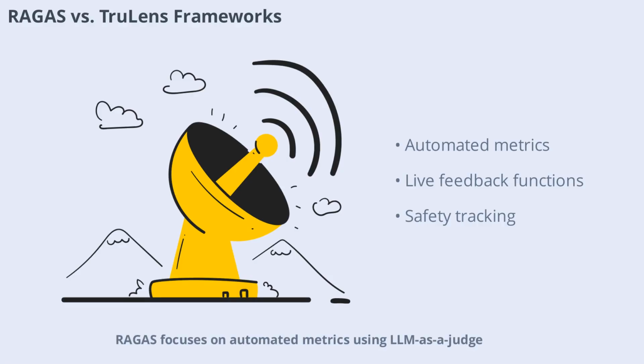RAGAS and TruLens are two open-source frameworks for LLM evaluation. RAGAS focuses on automated metrics using LLM-as-a-judge, especially for RAG pipelines, measuring faithfulness and answer relevance. TruLens introduces feedback functions for safety, moderation, and performance tracking, integrating directly into live applications. For example, you might use RAGAS during development to optimize chunk sizes, then switch to TruLens in production to flag toxic or policy-violating responses in real time.